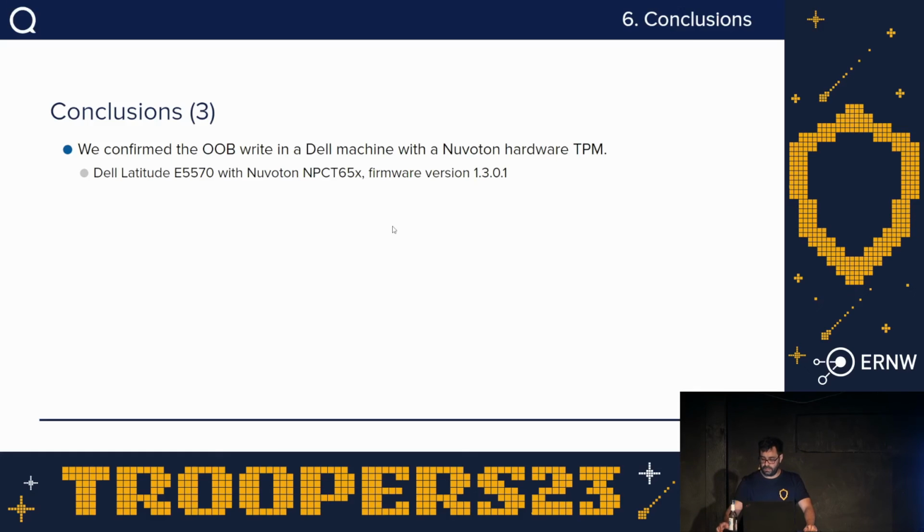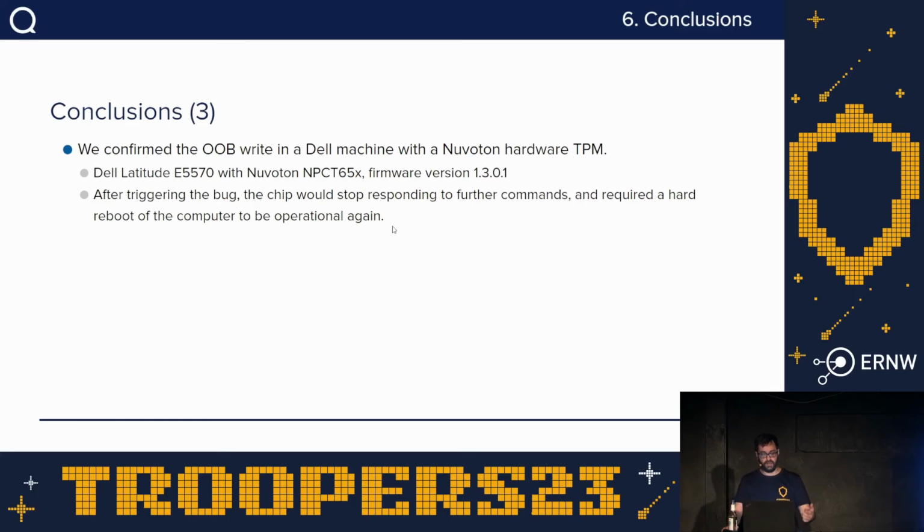Also, it's very interesting that we were able to trigger and verify the presence of the out-of-bounds write in at least one hardware TPM. It was a Dell machine, a Dell Latitude E5570, having a Nuvoton hardware TPM. Basically, after triggering the out-of-bounds write, the chip would stop responding to further commands. And to have it working again, you have to do a hard reboot, like powering off your computer and then starting again. A soft reboot was not enough. So that was a case where we were able to verify the presence on a hardware TPM because we made it stop responding.